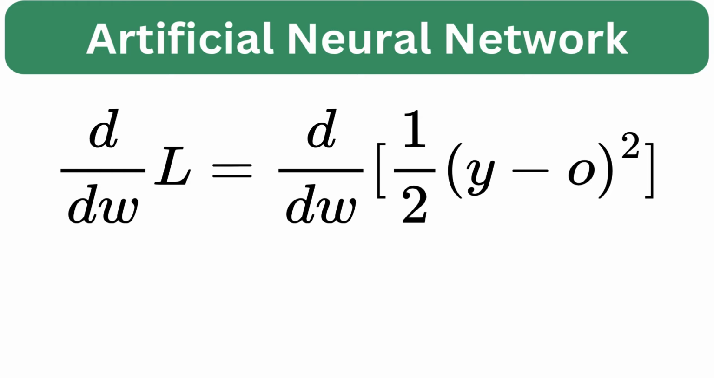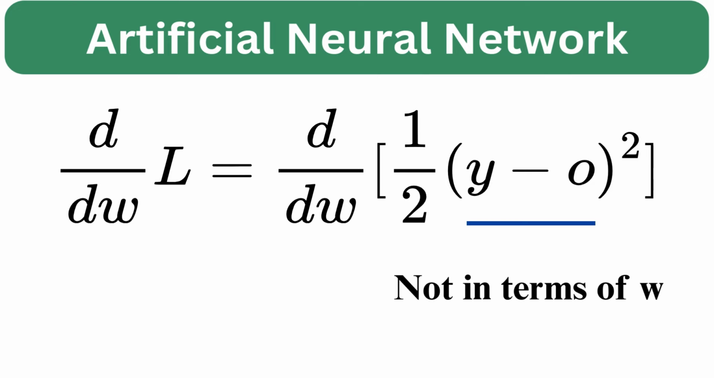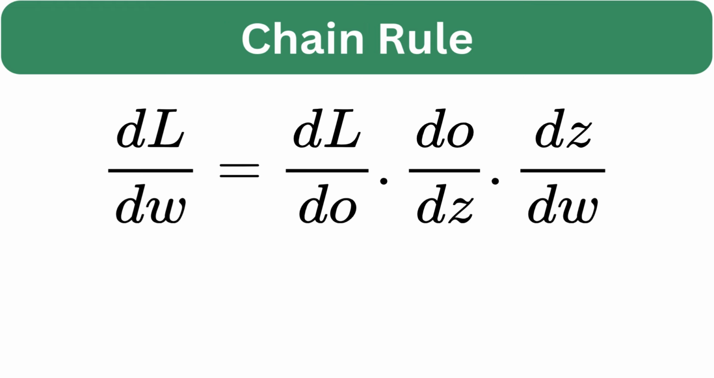To update the parameters, we need to see how small changes in the weights change the loss. But here's the problem. Our loss function is only directly defined in terms of the predicted output O, not in terms of weights W or bias B. We can't take the derivative of the loss function with respect to W directly. Here comes the chain rule. This mathematical rule tells us that if a function depends on an intermediate variable, we can calculate its derivative by multiplying the derivatives of each segment of the chain.